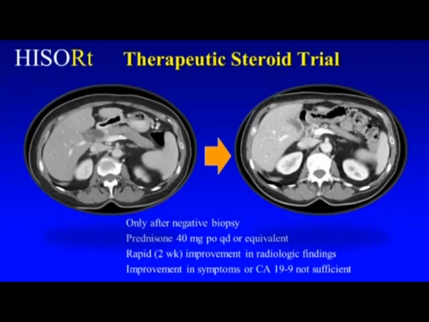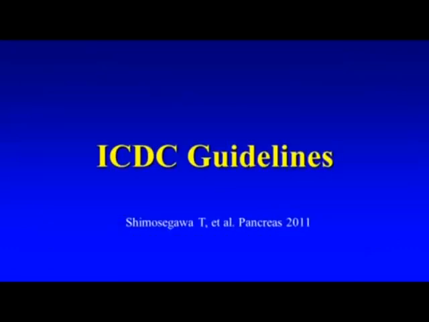That should be within 2 weeks. This is an example of a patient before and after prednisone. 2 weeks later, you can see dramatic reduction in the size of the pancreatic body and tail. Improvement in symptoms or CA 19-9 is not sufficient to establish the diagnosis.